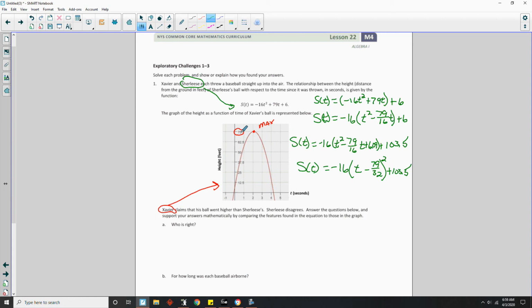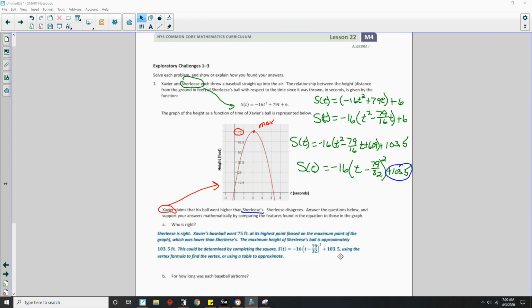So Xavier threw the ball up in the air 75 feet, and Charlize threw her ball up into the air 103.5 feet. That's the y value of the vertex. So who is right? Charlize is right. So here's the explanation. Xavier's ball went 75 feet in the air at its highest point based on the maximum point of the graph, which was lower than Charlize's. The maximum height of her ball is approximately 103.5 feet. And it was determined by completing the square using the vertex formula to find the vertex, or using a table to approximate.